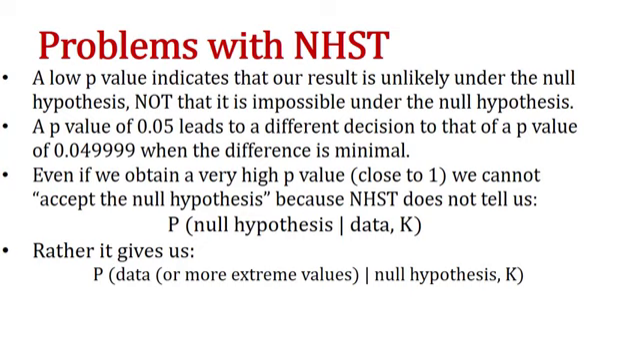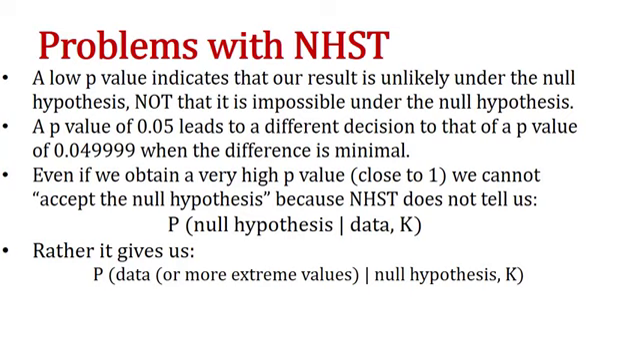Another problem is the binary decision. A p-value of 0.05 leads to a different decision than a p-value of 0.049999, when the difference is minimal, and in most cases it would be meaningless. So why would we want to make a binary decision? Why don't we just report what the evidence is, and not make it a drastic binary decision?